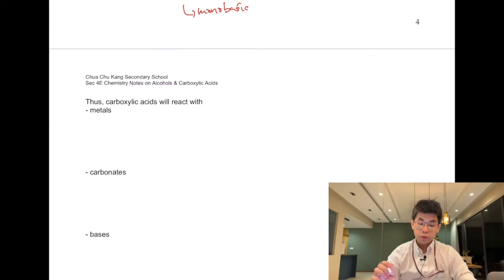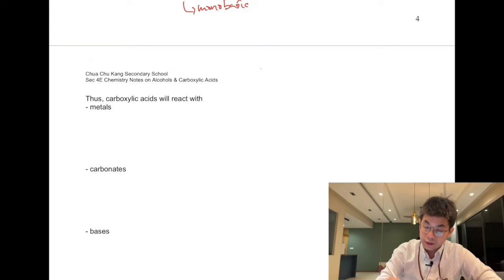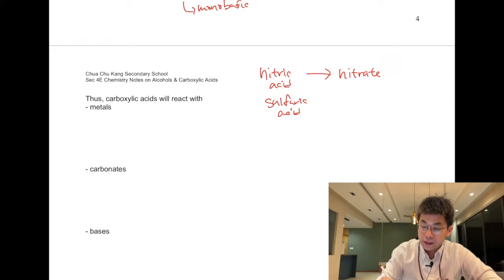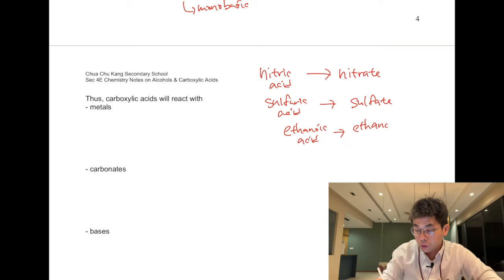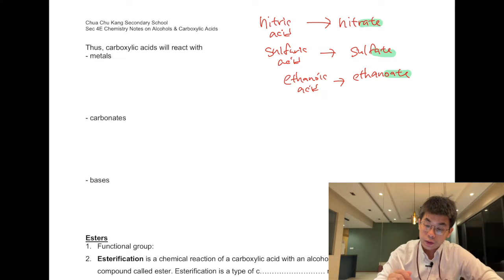Now, carboxylic acids are like acids. If you take note, like nitric acid, whatever you react with will become nitrate. Sulfuric acid, whatever it reacts with will become sulfate. So ethanoic acid, whatever it reacts with becomes ethanoate. This is something that you need to go and remember, because this will help you decide what are the compounds that are being formed. So let's take a look.